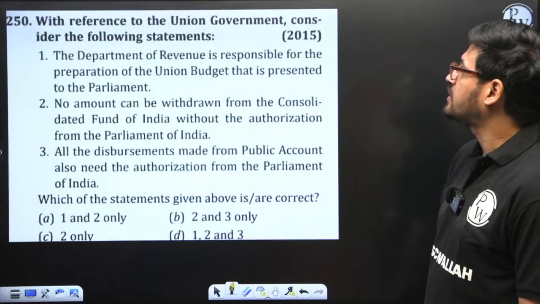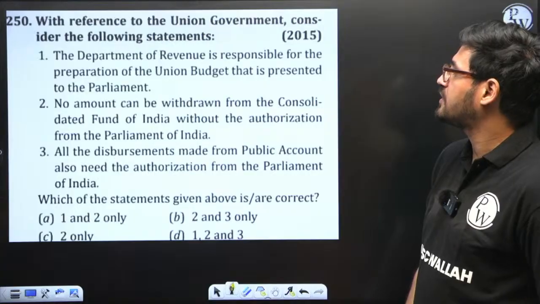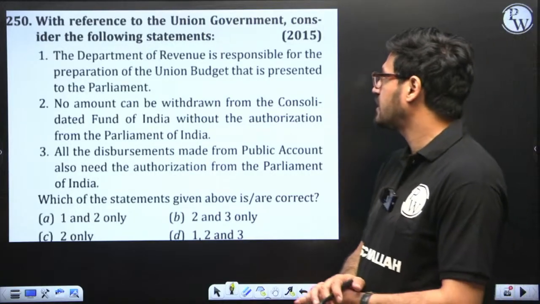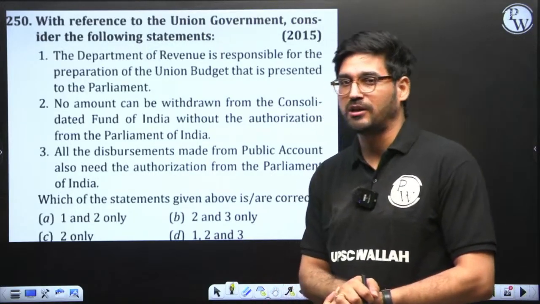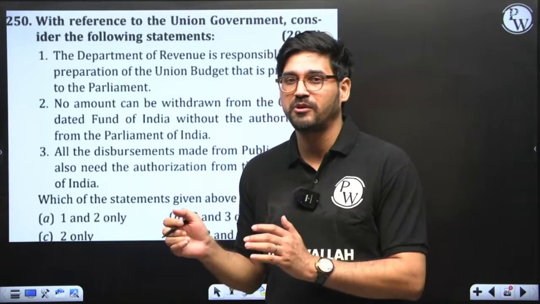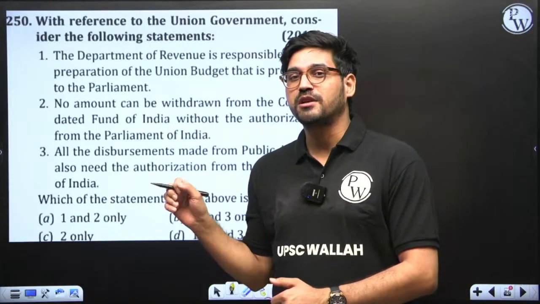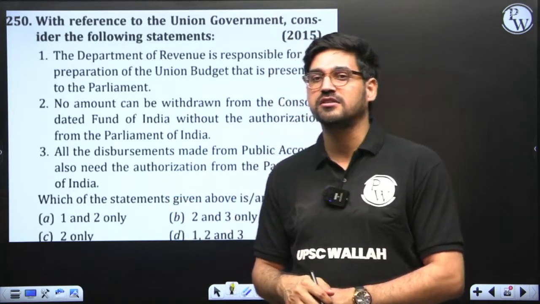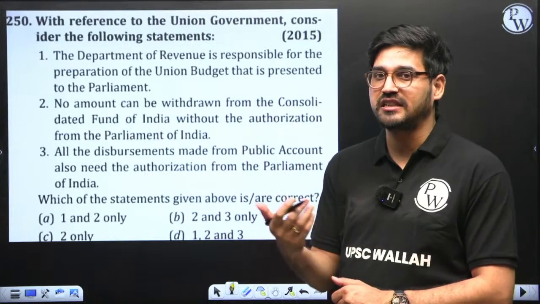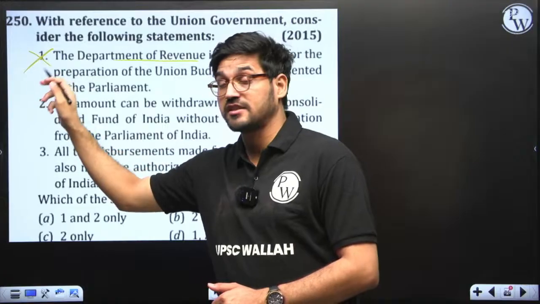With reference to the union government, consider the following statements. First one says, the Department of Revenue is responsible for the preparation of union budget that is presented to the parliament. Now, this is a very, very simple statement. You should know that the Department of Revenue will concern itself with taxation. Which department prepares the budget? It is the Department of Economic Affairs, the DEA, not the Department of Revenue. So, this is incorrect.